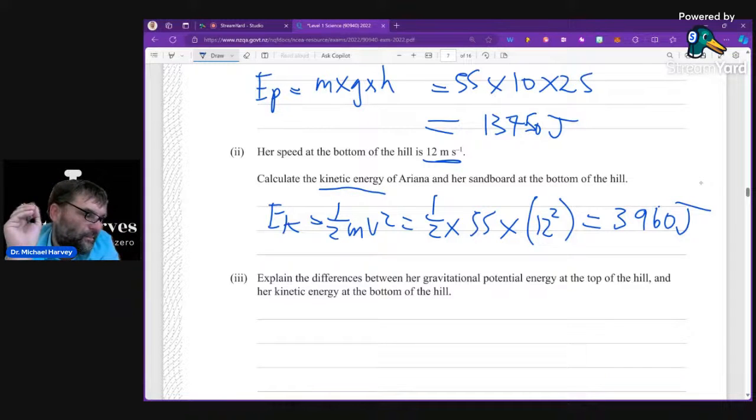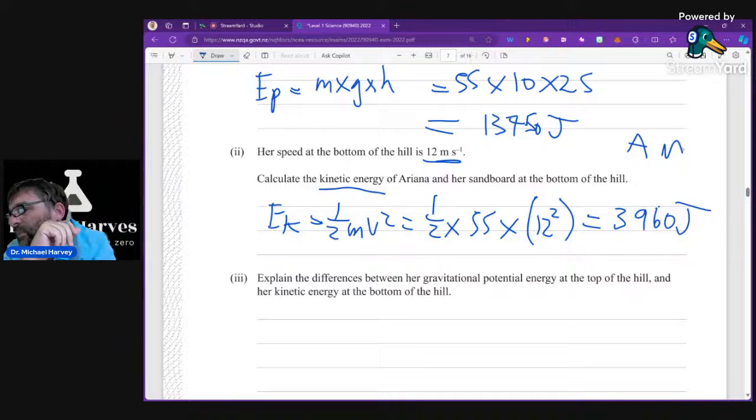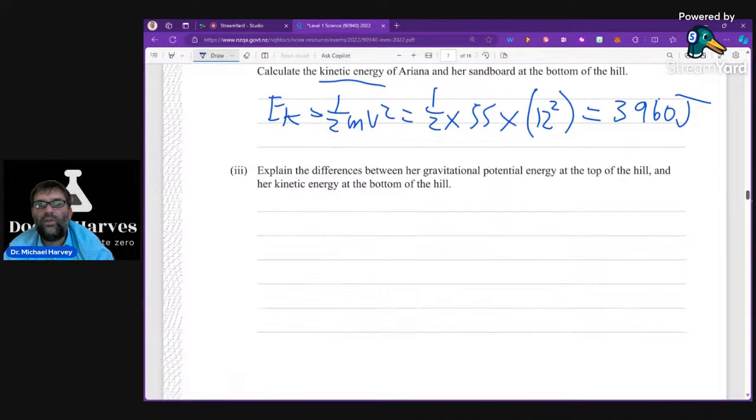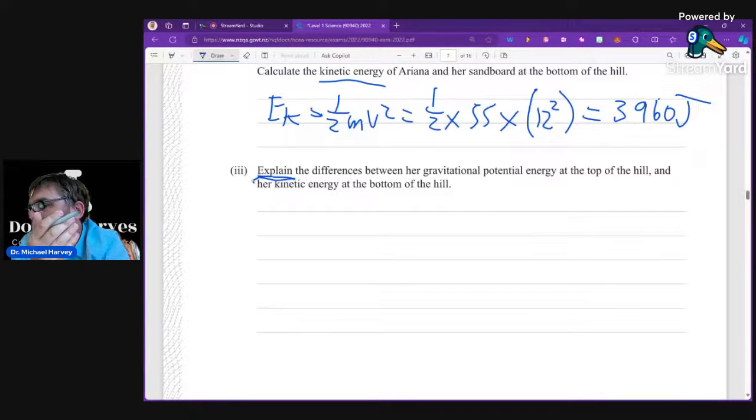Okay, and basically just by attempting those questions, that gives you an achieved. Okay, and if you get those two correct, there's your merit. And with all questions in NCEA, there's always the explain question, which is the extending the excellence question, showing comprehensive understanding of the physics. So then it says explain the difference between her gravitational potential energy, the EP, at the top of the hill, and the kinetic energy at the bottom of the hill.